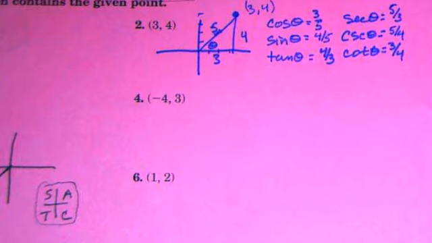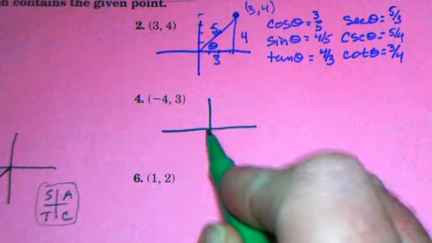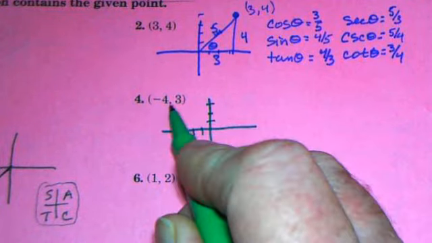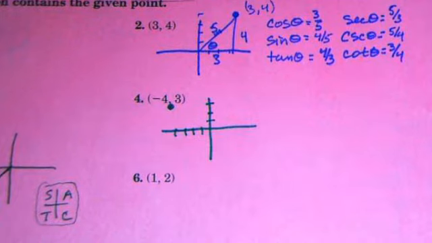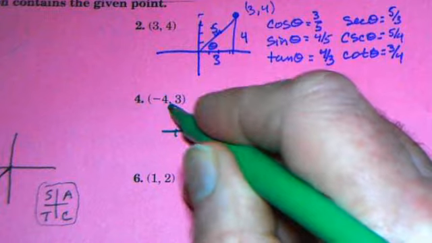Let's look at number 4. So number 4, we want to again plot the point. So we're at negative 4, 3, negative 4 in the x. This doesn't have to be to scale. You just kind of want the relative position, which is there. And we want to draw the triangle.